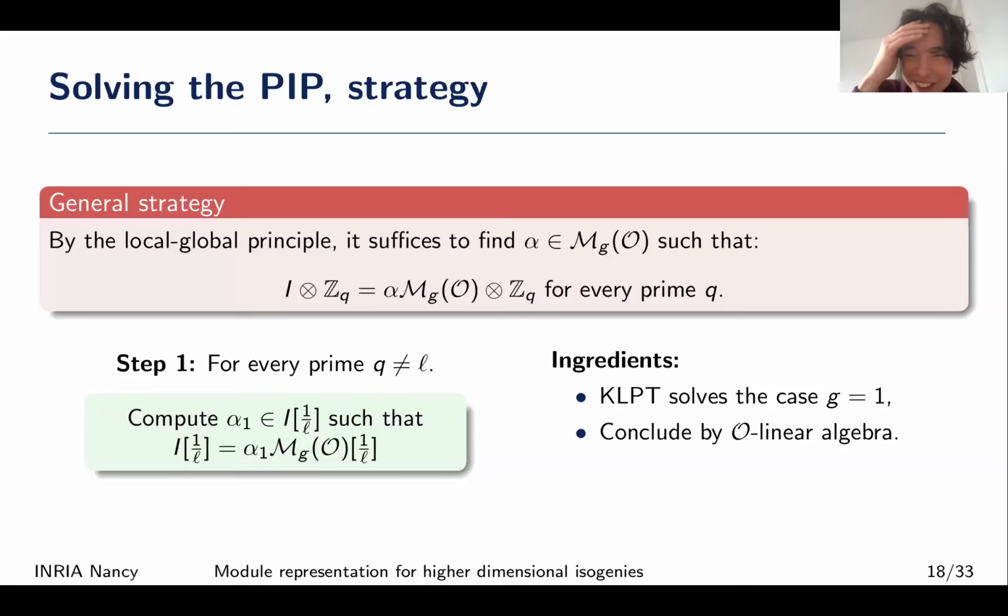Sorry, maybe I missed this, but in step one, you principalize almost everywhere, so except at L. This is very basic, but what is L? Which prime do you choose? Can you choose any L? The difficult part is to decide which L to take.